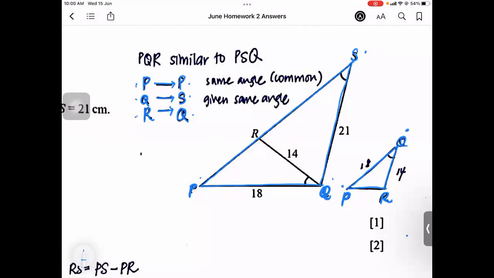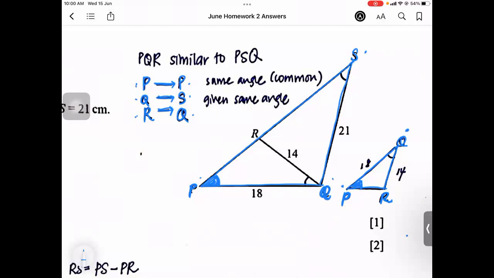Okay, so I try to draw two matching triangles, or if not, I at least must match the labeling of the angles. Now let's try to plug in the numbers, the angles that are seen. Angle P, SPQ and QPR, both of them are the same angle. So the first angle is the same. They are common, exact same angle.